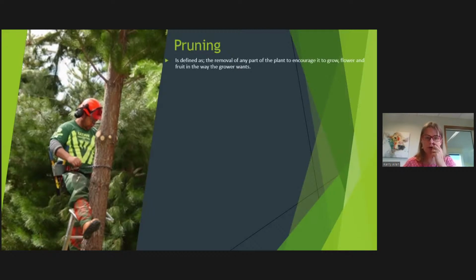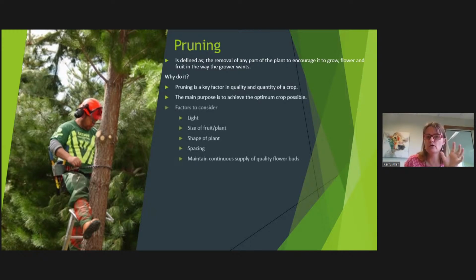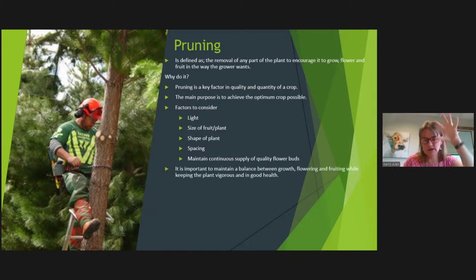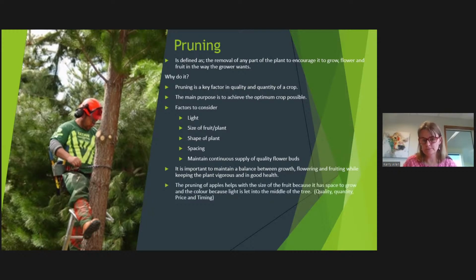Next one is pruning, and this is done in a variety of ways, but basically you're encouraging the plant to grow, flower, and fruit in the way that the grower wants it to. Usually this is done for quality and quantity requirements, so you're trying to obtain the best crop possible. This is to increase the light, so it allows light through the plant. It might be changing the shape or size of the fruit or the plant. It might be reducing the spacing so that there's more or less competition for those physical factors. It's basically trying to maintain that balance and get the quality, quantity, and timing right.